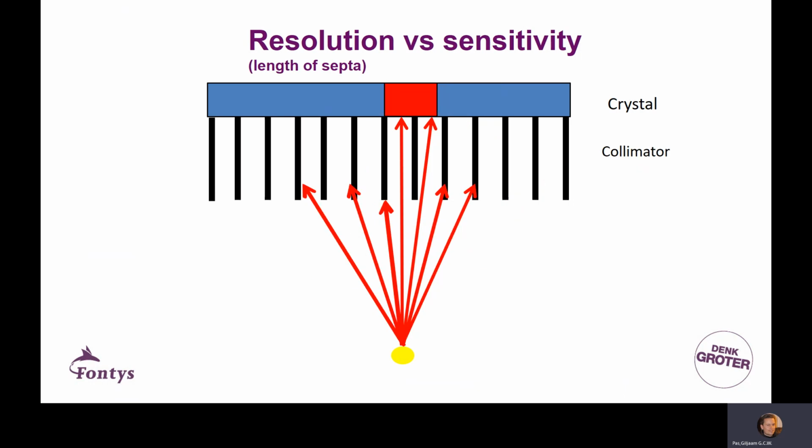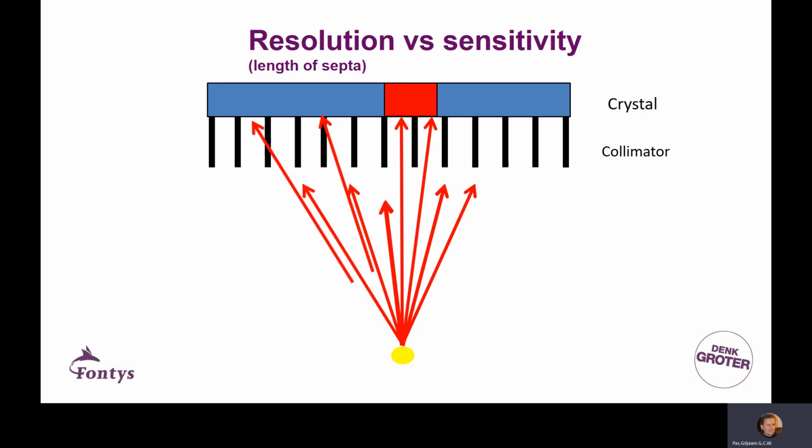Now let's look at the length of the septa, and pretty much the same goes for the length of the septa. Here we have quite long septa. We have some radiation that will go through the collimator and will be registered by the crystal, and we have some radiation that will be absorbed. Now, if we shorten the septa, as you can see, statistically more radiation will go through the collimator and will reach the crystal and will be registered by the system.